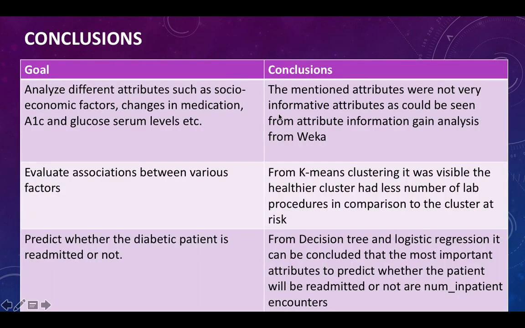Finally, my conclusions were that there were not any socioeconomic factors contributing to the prediction of readmission, and from the k-means clusters, it was visible that the healthier cluster had fewer lab procedures in comparison to the cluster at risk. And finally, from the decision tree and logistic regression, number of inpatient encounters was the most important attribute.